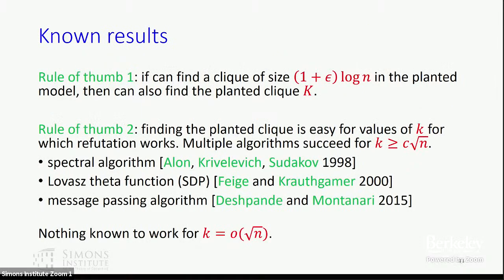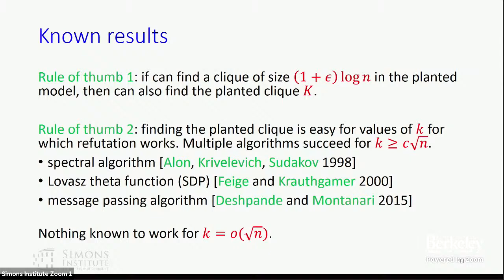So what are the known results? One rule of thumb, it's not a theorem, is that if you'd be able to find a clique of size (1 plus epsilon) log n in the planted model, and k is large enough, then you'd also find the planted clique. These are essentially the same problem. Now what do we know about finding the planted clique? There's another rule of thumb that the values of k for which you can find the planted clique are essentially those for which the refutation worked. These problems are roughly the same.